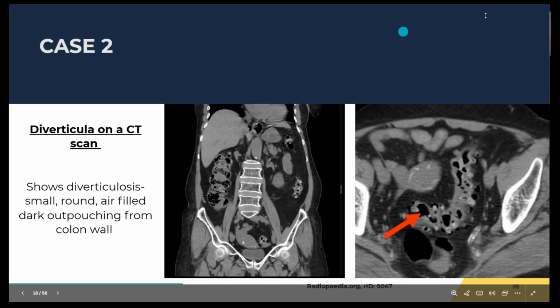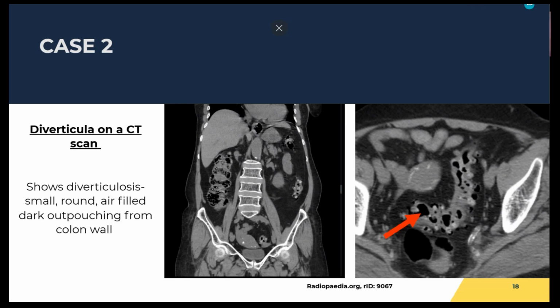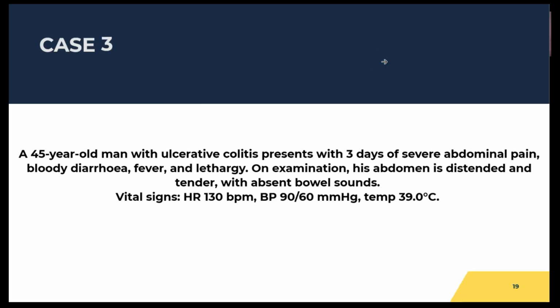So I just wanted to highlight what diverticulosis is and how it shows on a CT scan. I point it out just to help with this, but it's these small black areas here, which are air-filled dark outpouchings from the colonic wall. And these are signs of diverticulosis. And yeah, so now moving on to case 3.